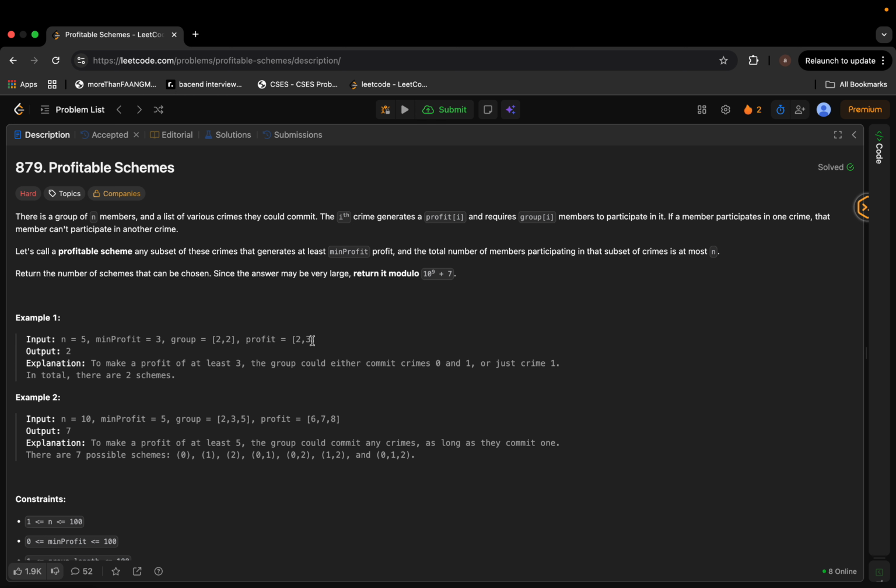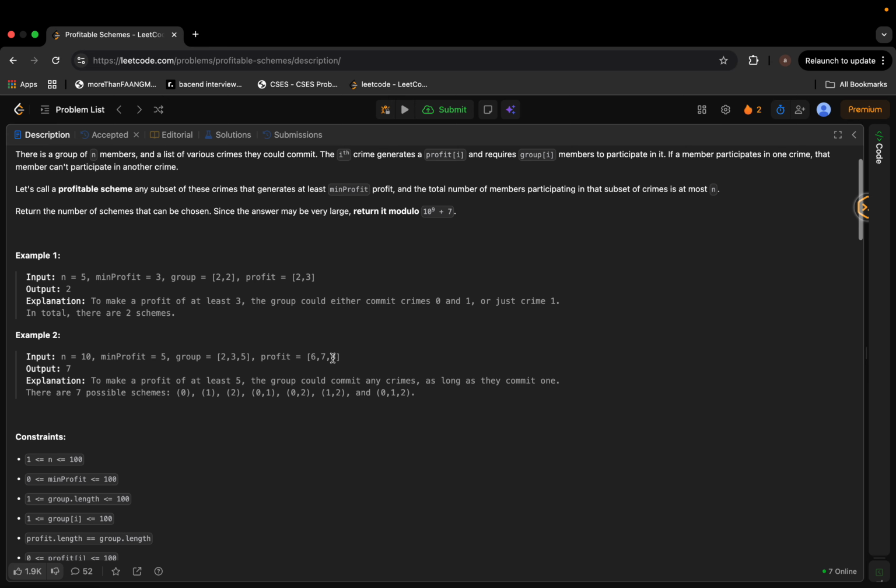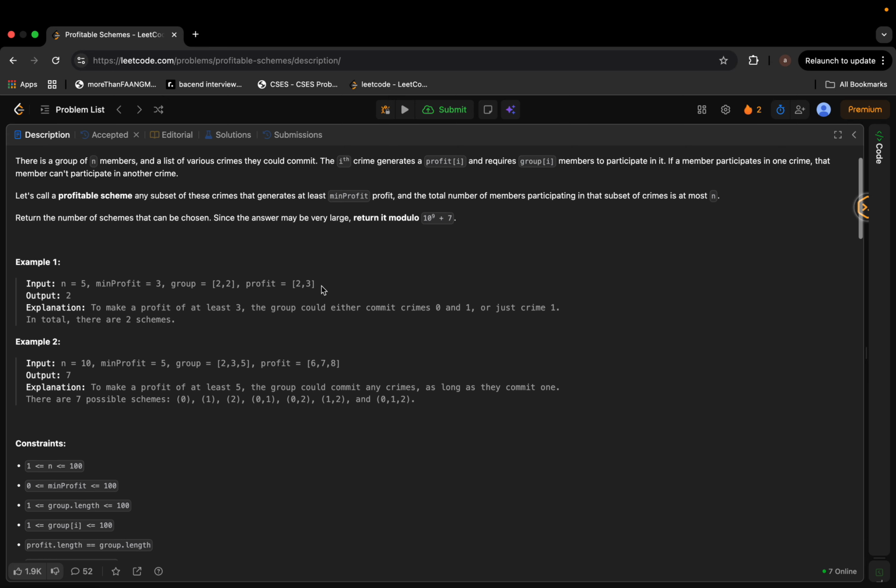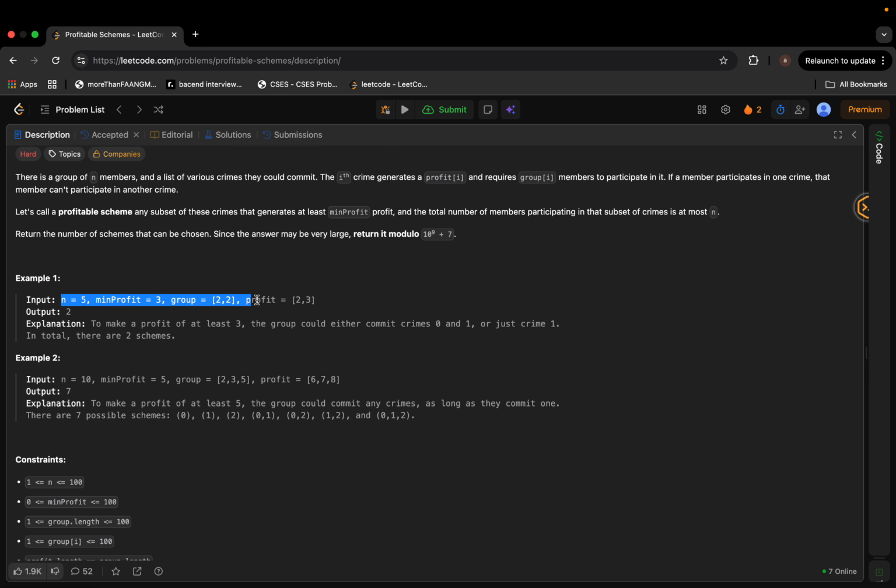And once you start talking about take and not take, you are pretty much sure that it is going to be a dynamic programming problem. So we can directly understand that this is a dynamic programming problem. And here as well, let's first check this example and understand the number of ways and how it is happening.